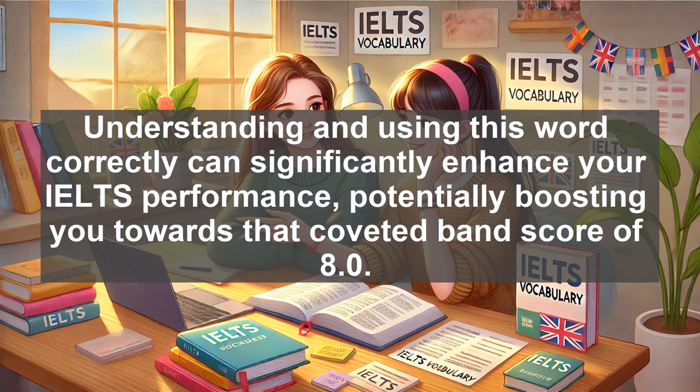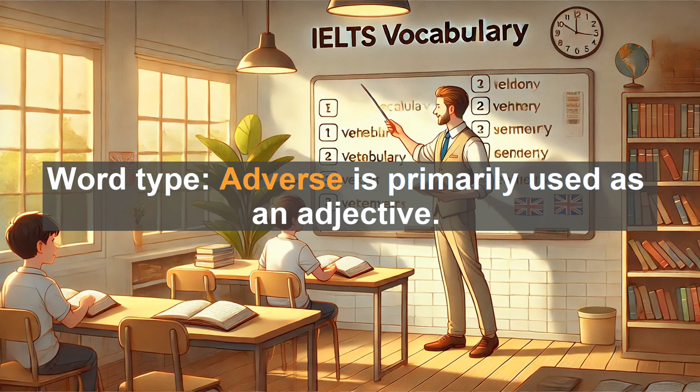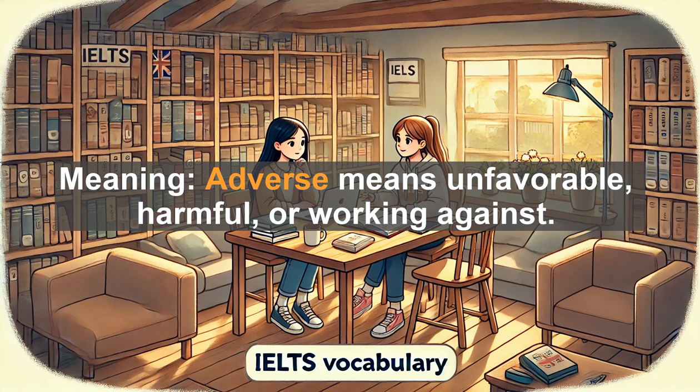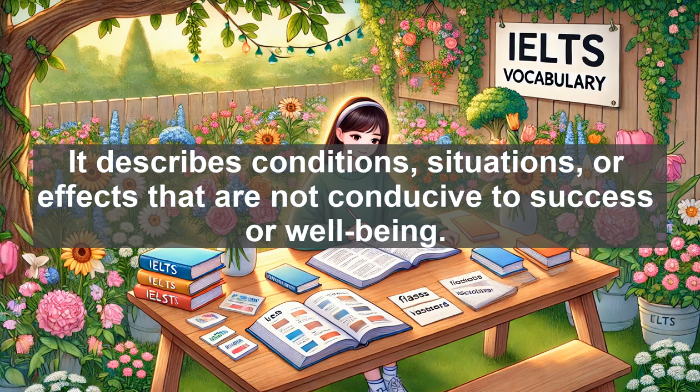Understanding and using this word correctly can significantly enhance your IELTS performance, potentially boosting you towards that coveted band score of 8.0. Word type: adverse is primarily used as an adjective, meaning unfavorable, harmful, or working against. It describes conditions, situations, or effects that are not conducive to success or well-being.